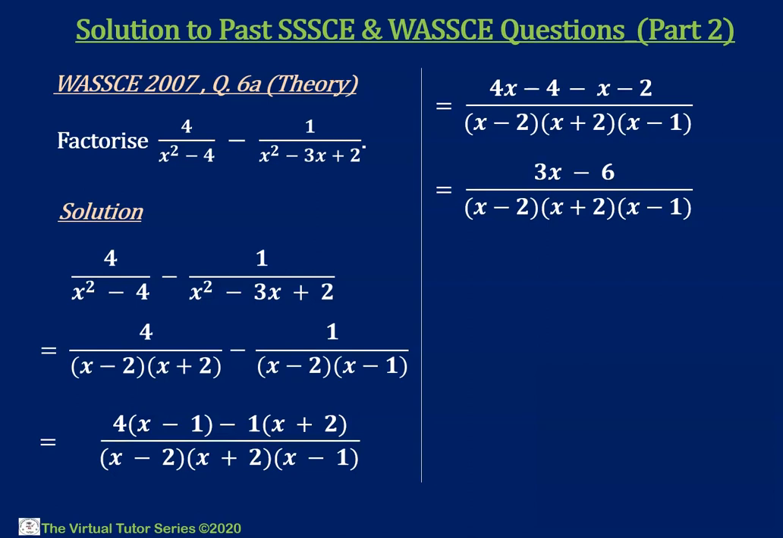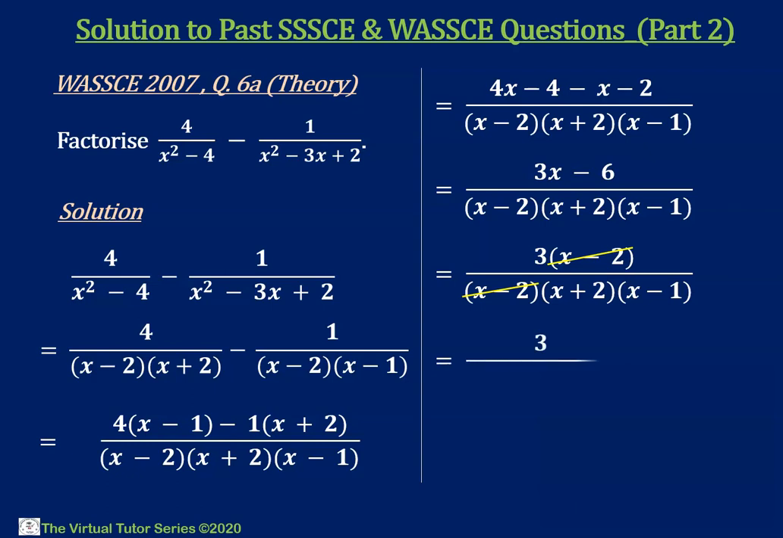The common factor of 3x minus 6 is 3. So 3 can be factored out to have 3 into bracket x minus 2 all over x minus 2 times x plus 2 times x minus 1. Let's now get rid of the common factors. So x minus 2 gets rid of x minus 2. Therefore, the final expression is 3 over x plus 2 times x minus 1.